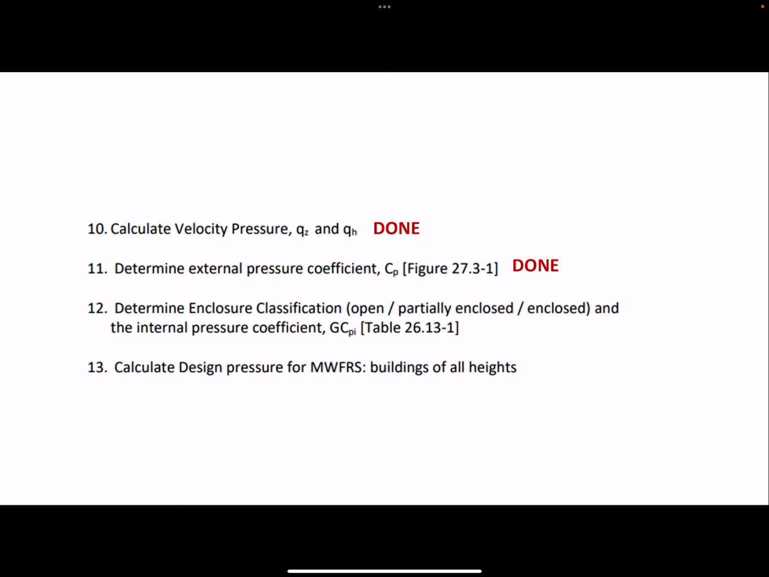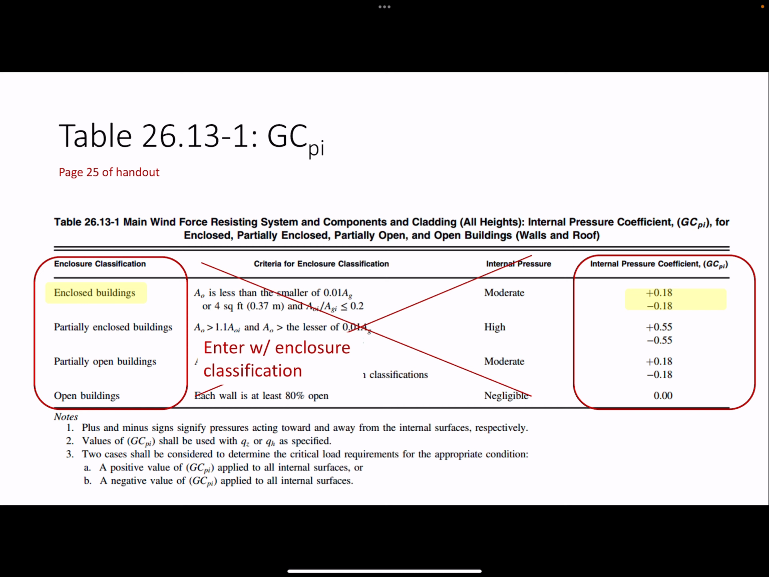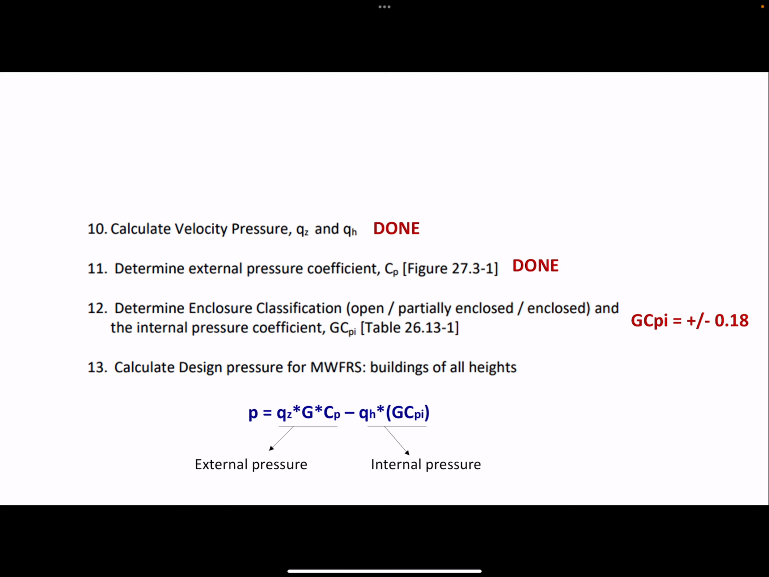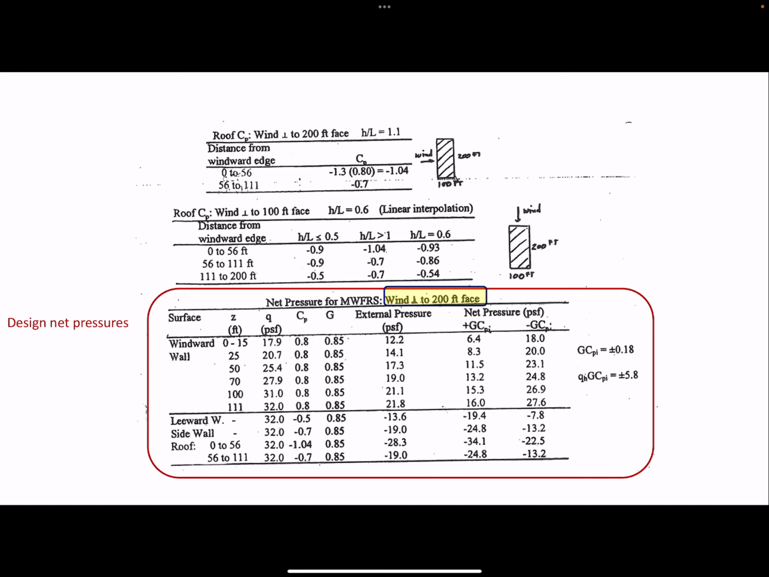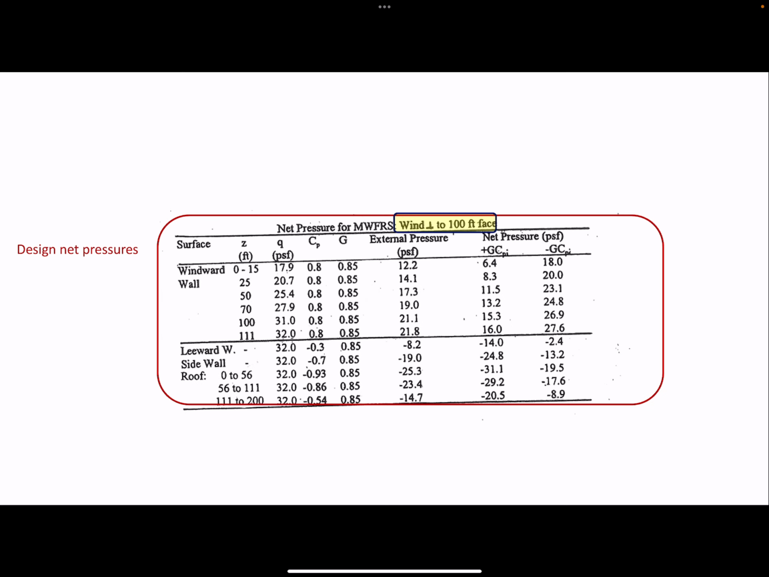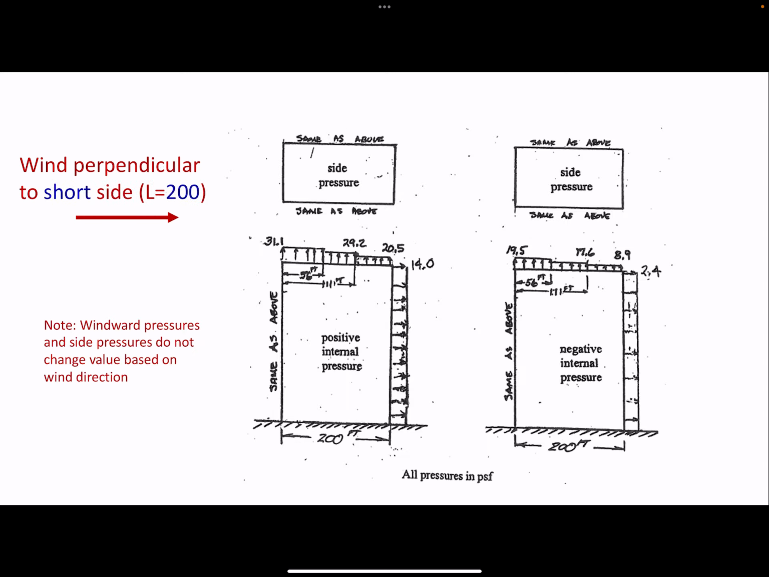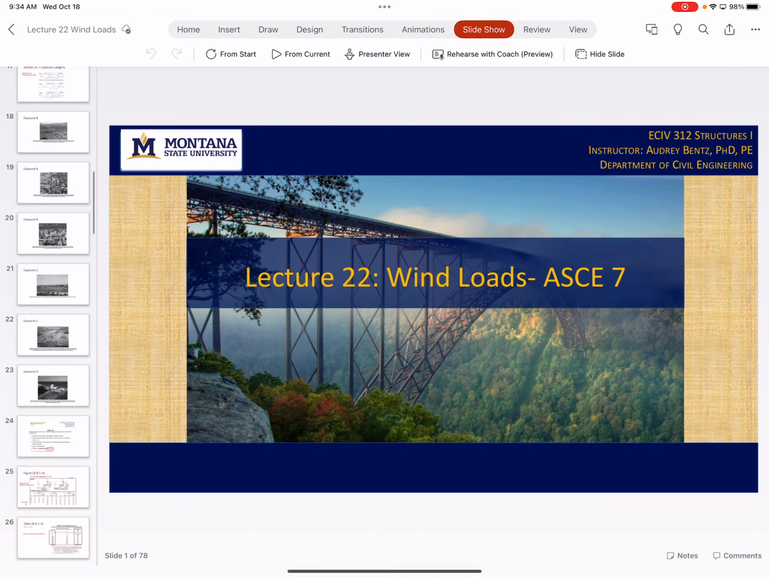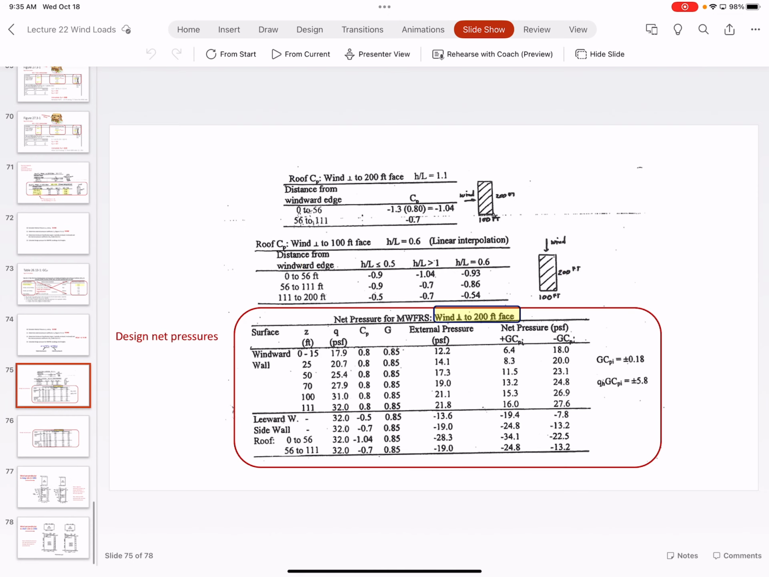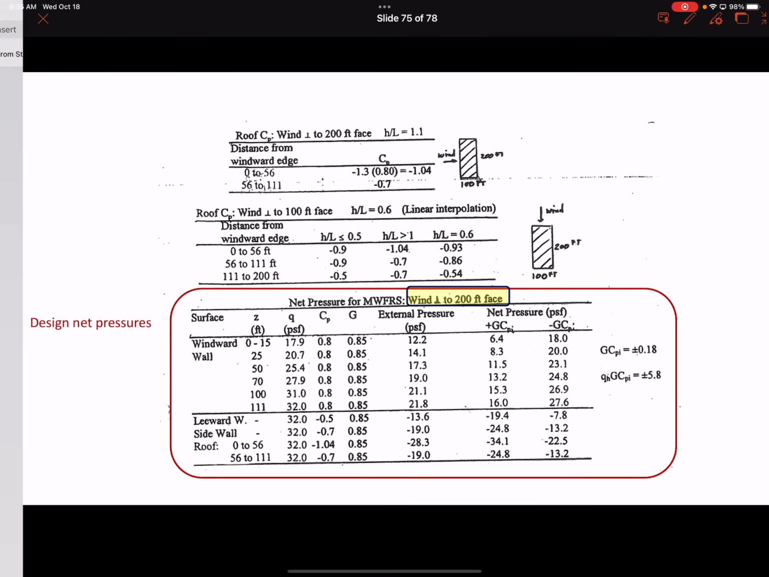So we got that done. Now we just need the enclosure classification, right? So we already decided that it's an enclosed building. Our internal pressure coefficient will be plus or minus 0.18. So we figured that out. And then we're ready to calculate the design net pressures, right? So that's summarized in this table here. So first we'll look at the wind perpendicular to the 200-foot face.